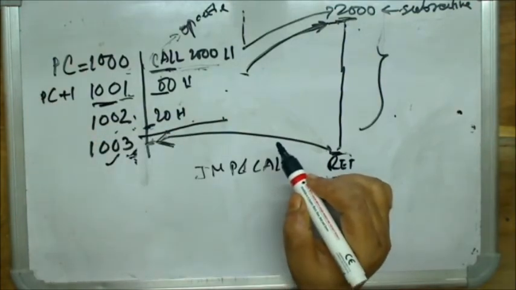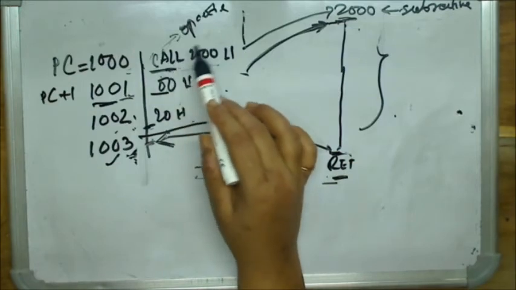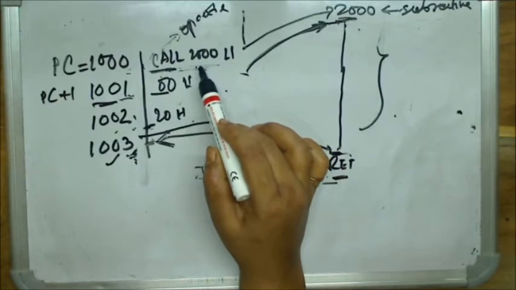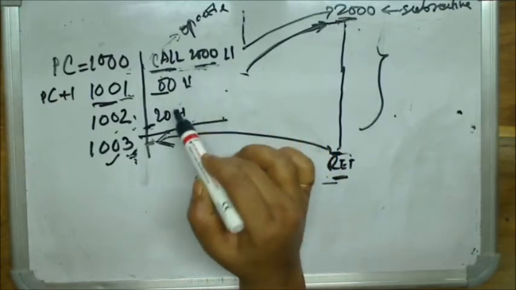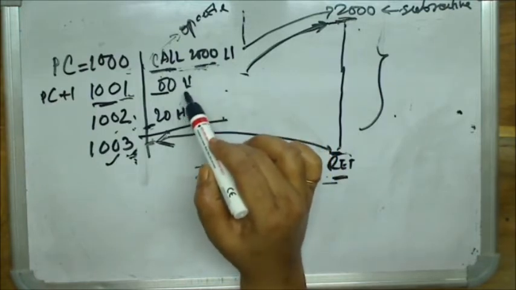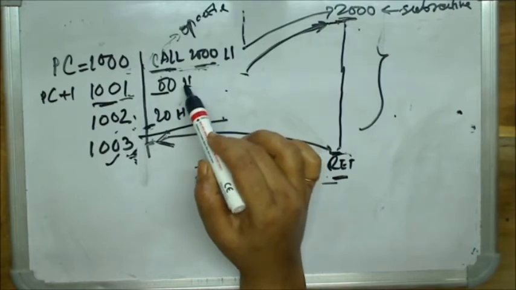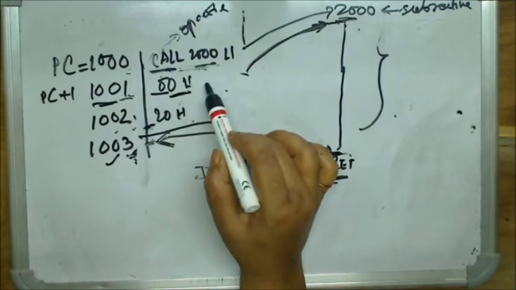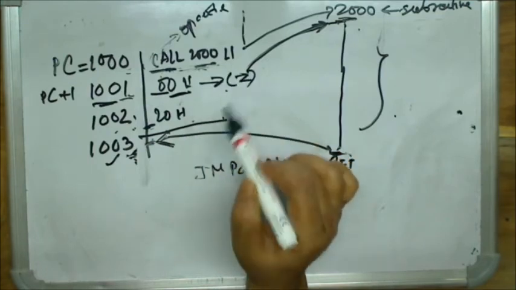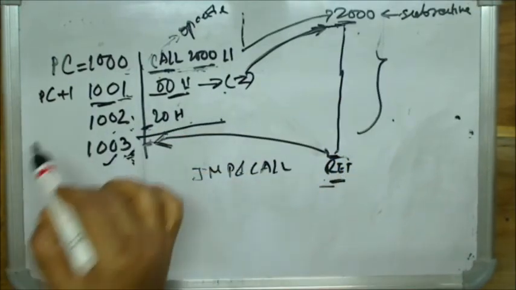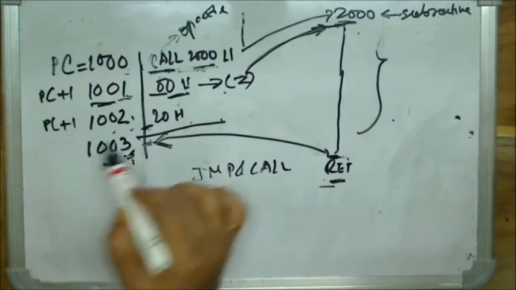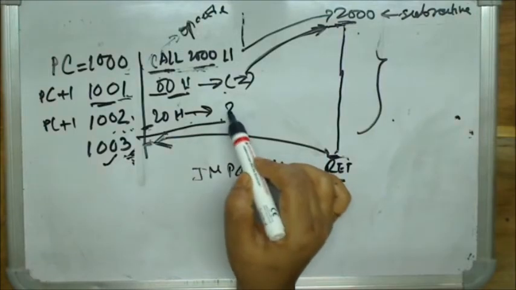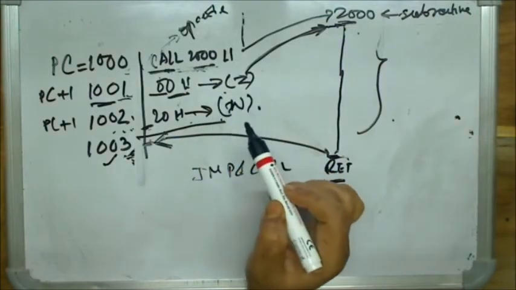Okay, after this is fetched and decoded, the processor will understand that two more bytes remain, since this is a 3-byte instruction. So it will fetch 00, and after it fetches 00, it will hold this 00 in the Z register. Then the PC will be incremented to 1002, and 28 will be fetched and put in the W register.